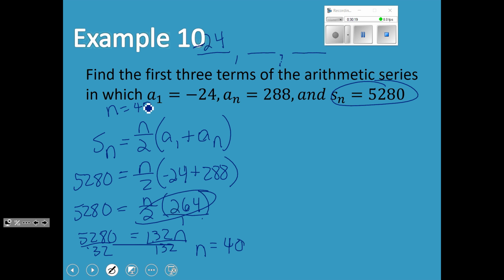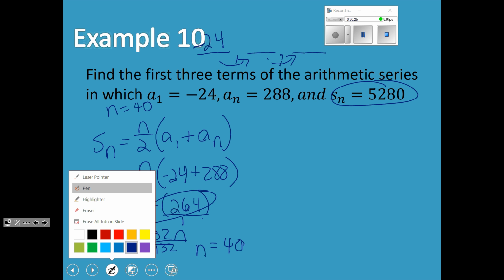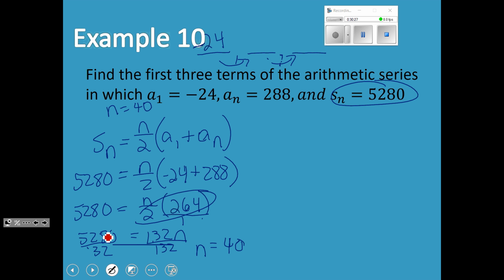Now, if we knew our common difference, we could answer our question. So let's go back to Old Faithful. A sub n is equal to a sub 1 plus n minus 1 times the common difference. So let's plug in what we know. We know a sub n is 288. We know a sub 1 is negative 24. We know n now is 40. So our 40th term is 288. Let's solve for our d. Let's find our common difference.